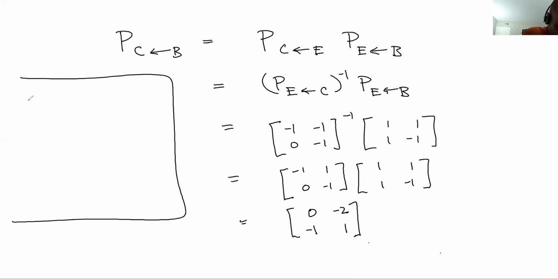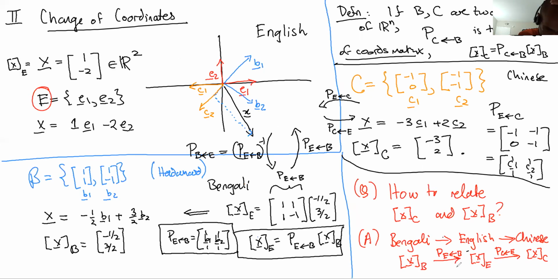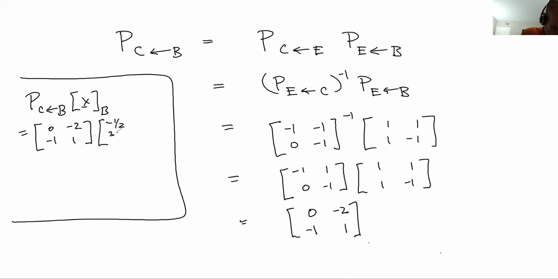So let's check. So P_{C←B} times the B coordinates, [0, -2; -1, 1] times, so the B coordinates were [-1/2, 3/2], which is, so you get -3, and now on the bottom, you get 1/2 + 3/2 = 2, which indeed is the C coordinates.